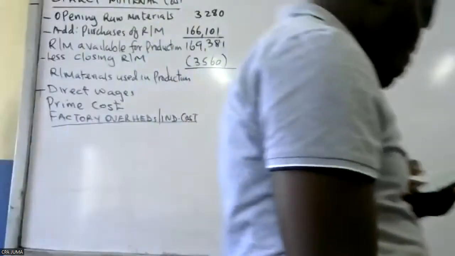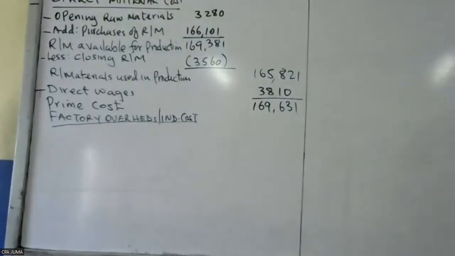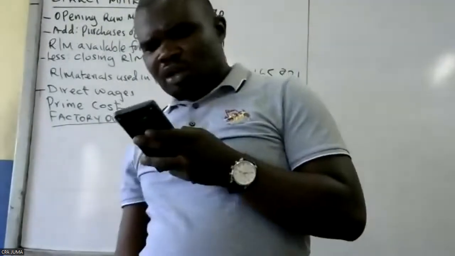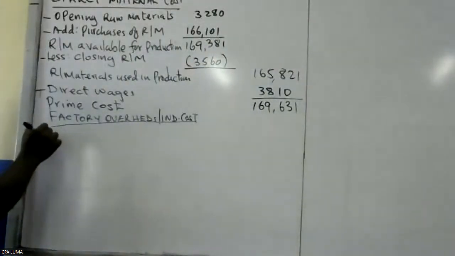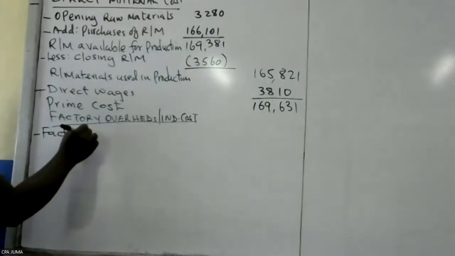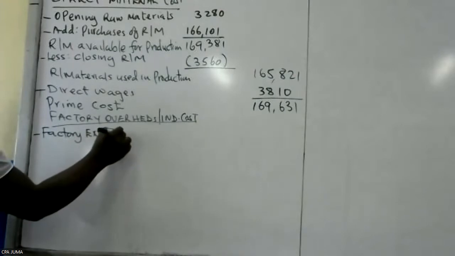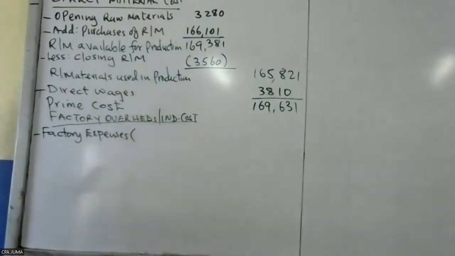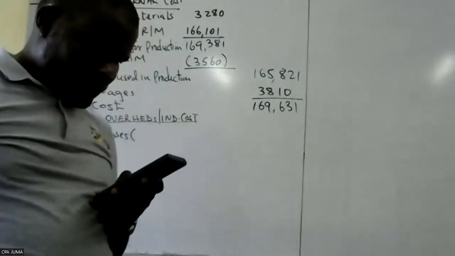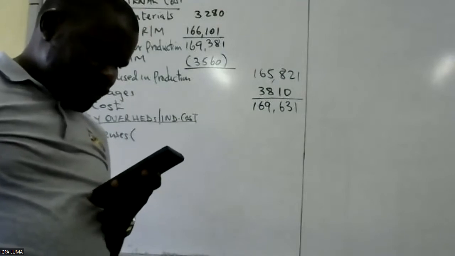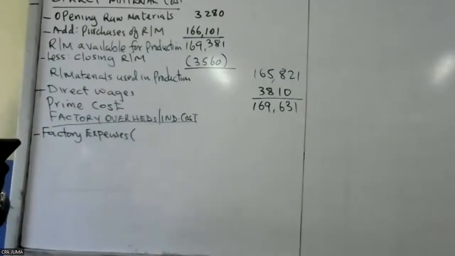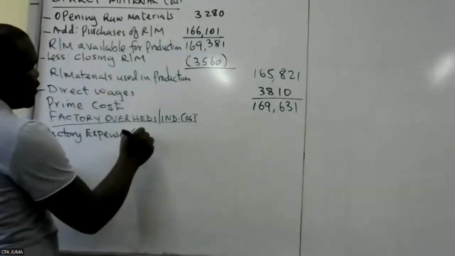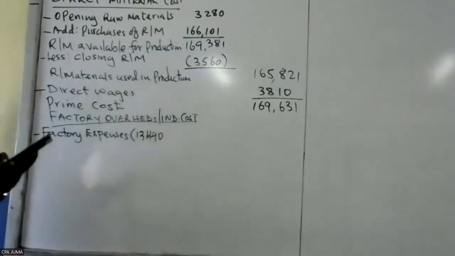From top, cost which relates to the factory in specific. So from top, are you seeing factory expenses? But there was a note. Factory expenses which we have been given is how much in the trial balance? Factory expenses, it is 13,490. Yes, it is 13,490, but there was a note.